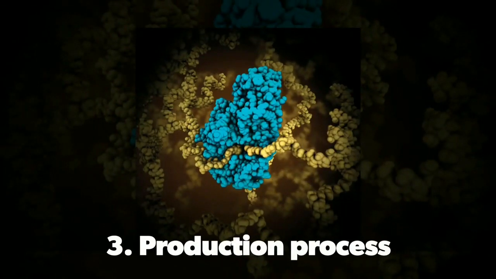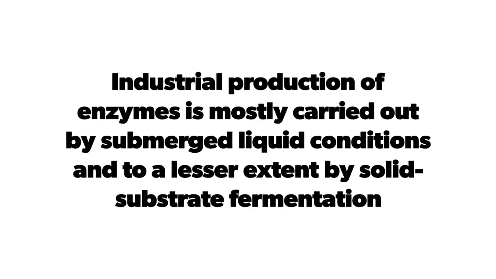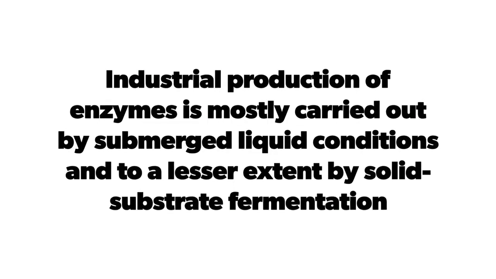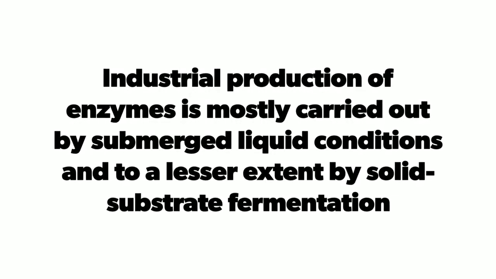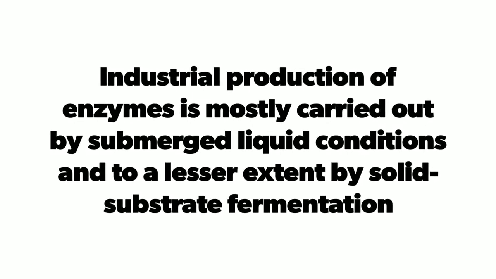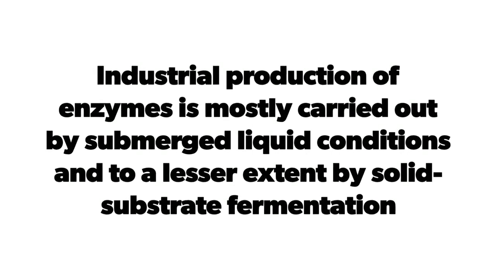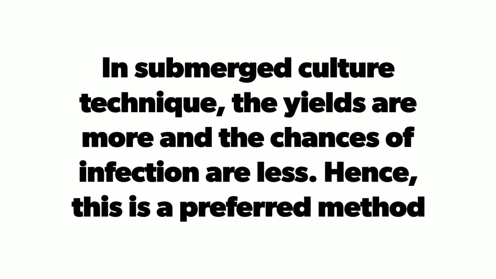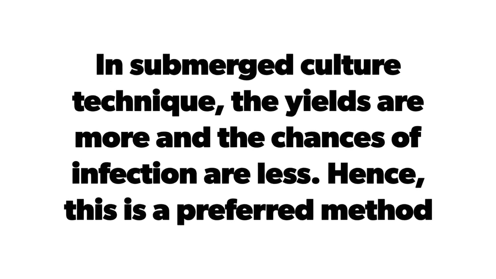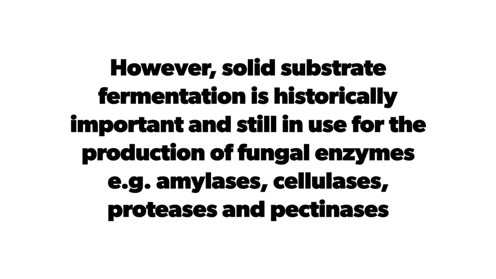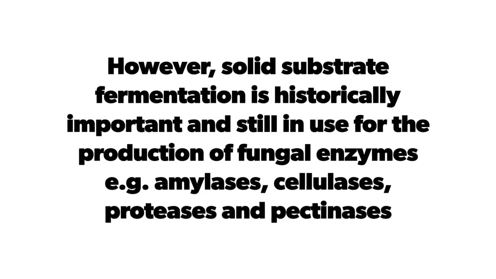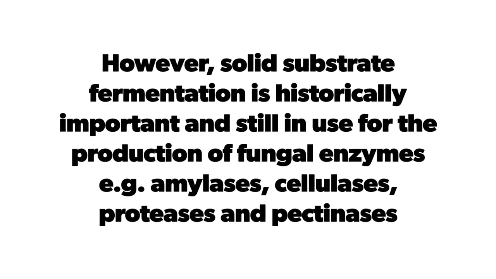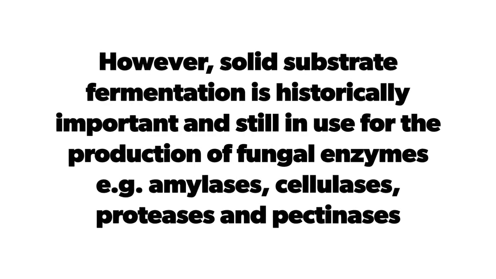Third step, production process. Industrial production of enzyme is mostly carried out by submerged liquid conditions and to a lesser extent by solid substrate fermentation. In submerged culture technique, the yields are more and the chances of infection are less. Hence, this is a preferred method. However, solid substrate fermentation is historically important and still in use for the production of fungal enzymes. Example, amylases, cellulases, proteases, and pectinases.